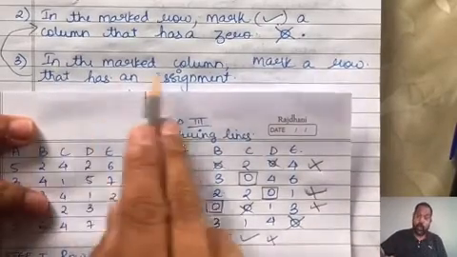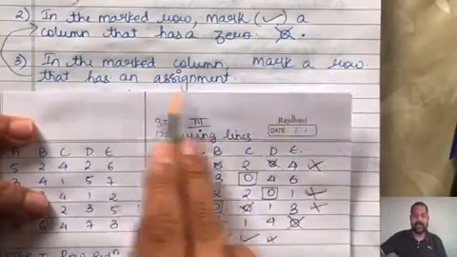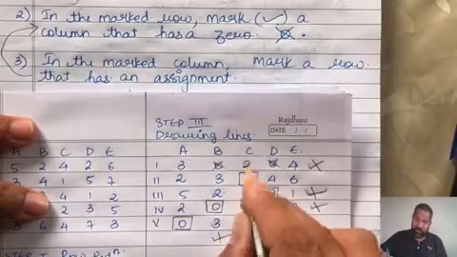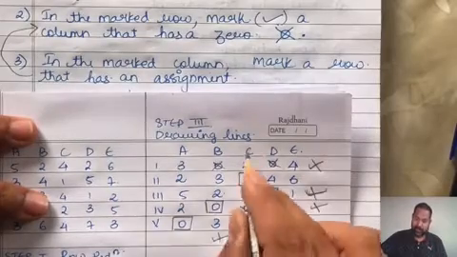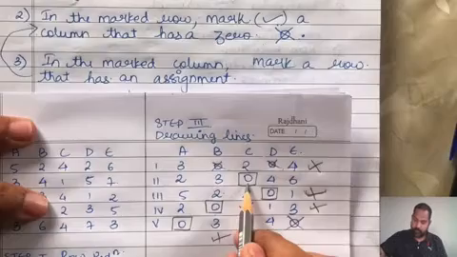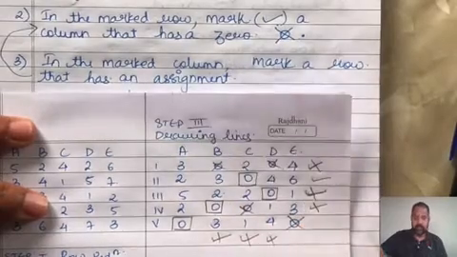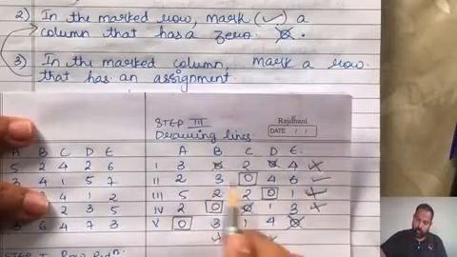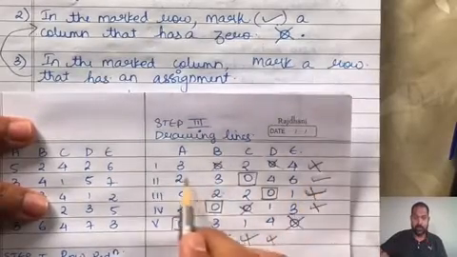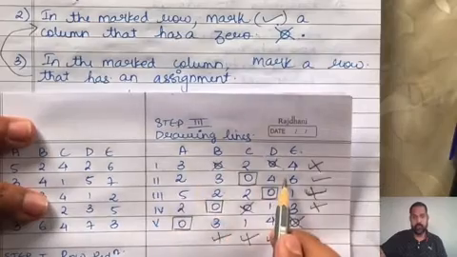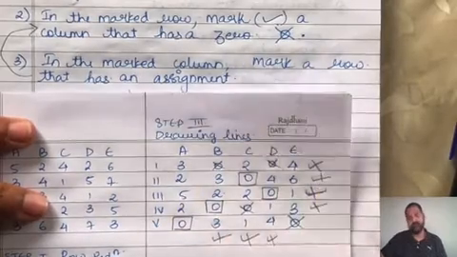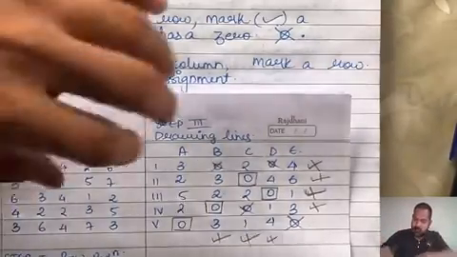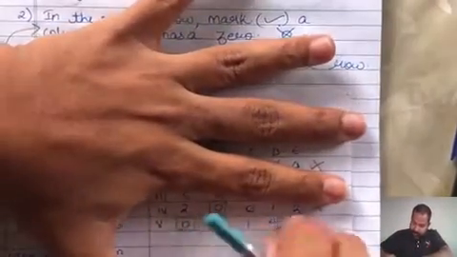In the marked column, mark a row that has an assignment. This is the assignment. Mark this row then. This is done analyzing. In the marked row, mark a column that has a 0. Is there a 0? No. Then you are done. It's a very beautiful marking. A lot of people might find this cumbersome.